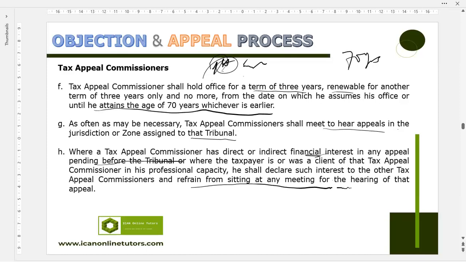So even if it is your husband's friend, it could be your father, it could be your mother, any person that has close relationship with you. This is to avoid bias of mind, because you should not be biased in reaching your professional judgments. That's what we call professional skepticism.